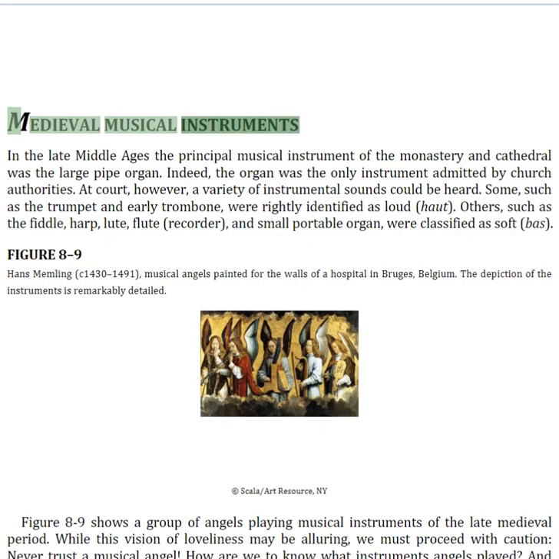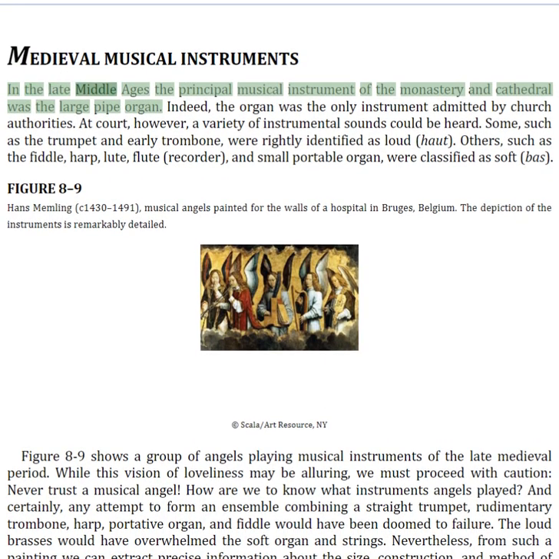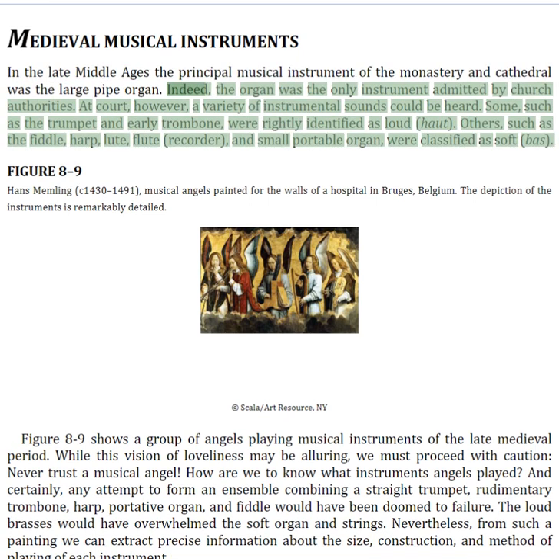Medieval musical instruments. In the late Middle Ages, the principal musical instrument of the monastery and cathedral was the large pipe organ. Indeed, the organ was the only instrument admitted by church authorities. At court, however, a variety of instrumental sounds could be heard. Some, such as the trumpet and early trombone, were rightly identified as loud. Others, such as the fiddle, harp, lute, flute, and small portable organ, were classified as soft.